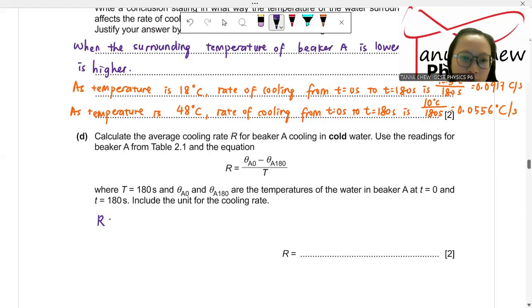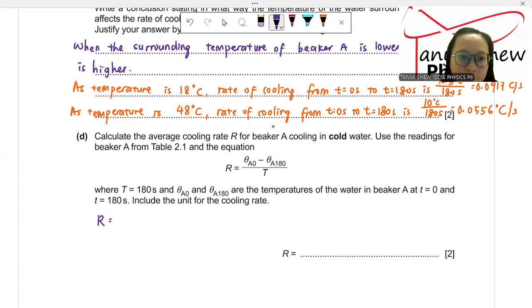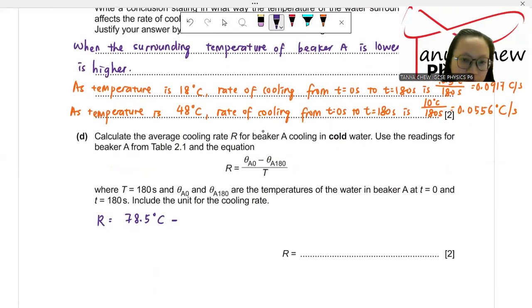So R, theta A, cold water at 0 is 78.5 degrees Celsius minus theta A, 180, which is 62 degrees Celsius. 62 degrees Celsius divided by 180 seconds. So the rate of cooling is equal to 0.0917 degrees Celsius per second.